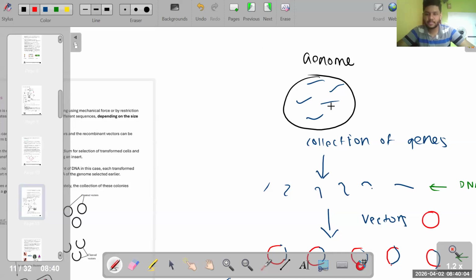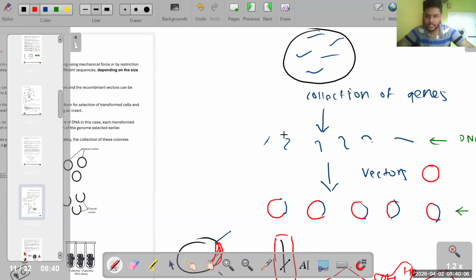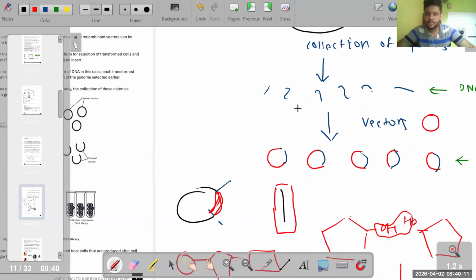So far, what you have learned is that the genome, if we cut it using a mechanical force or if we shear it, a collection of genes is produced. A collection of genes means a collection of DNA segments. For these DNA segments or genes, we will be inserting vectors. They haven't said that we'll be inserting restriction endonuclease or DNA ligase. These we have the knowledge of from the previous lessons.